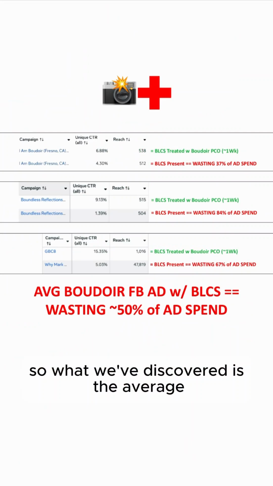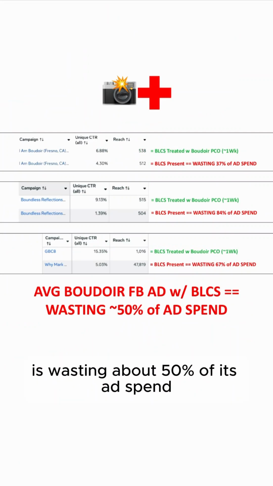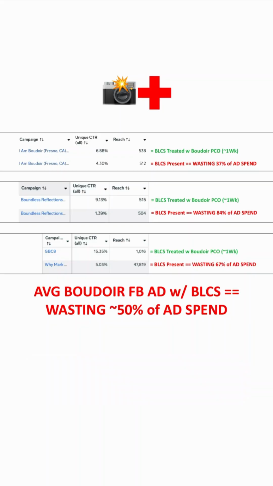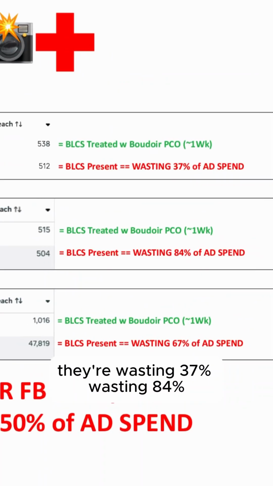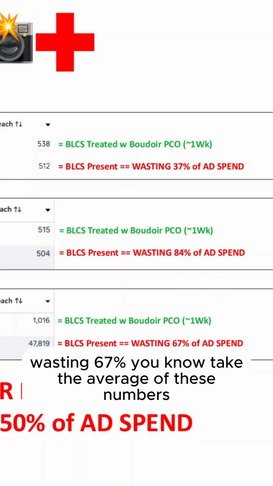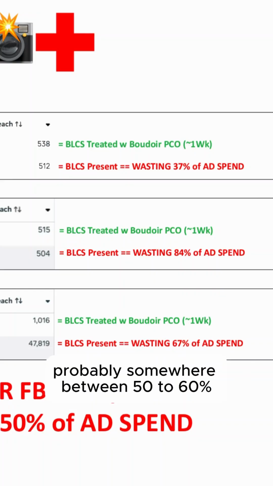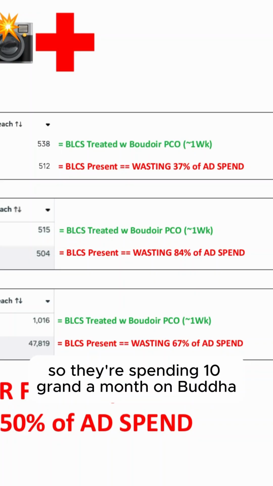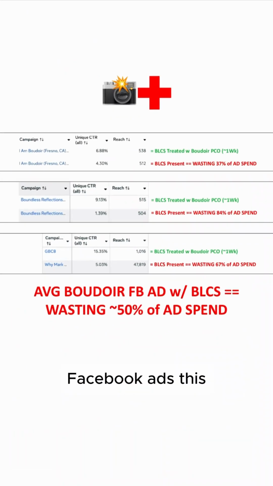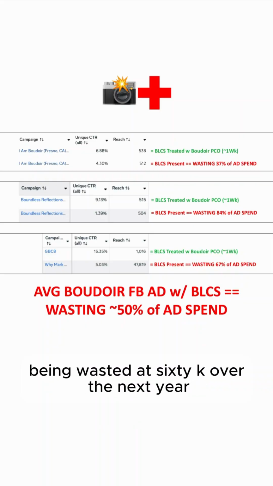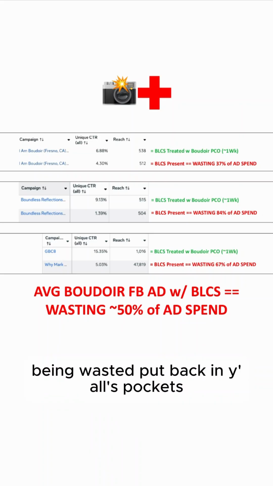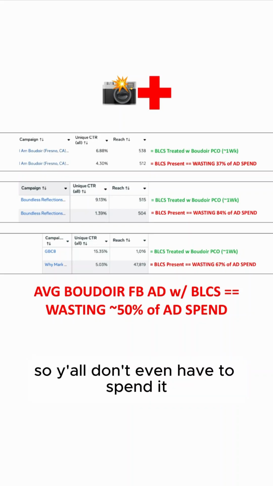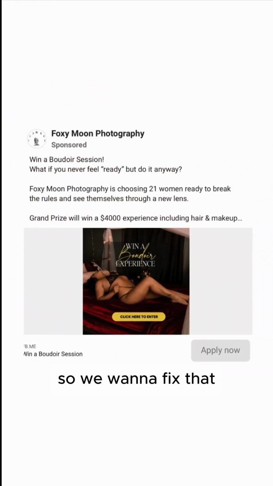So what we've discovered is the average Boudoir Facebook ad with BLCS is wasting about 50% of its ad spend. I mean, look at the numbers here. They're wasting 37%, wasting 84%, wasting 67%. Take the average of these numbers, probably somewhere between 50 to 60%. So if they're spending 10 grand a month on Boudoir Facebook ads, this means approximately 5K every single month is being wasted. That's 60K over the next year. That's approximately the amount we can eliminate being wasted, put back in y'all's pockets, so y'all don't even have to spend it. Y'all can keep it. So we want to fix that.